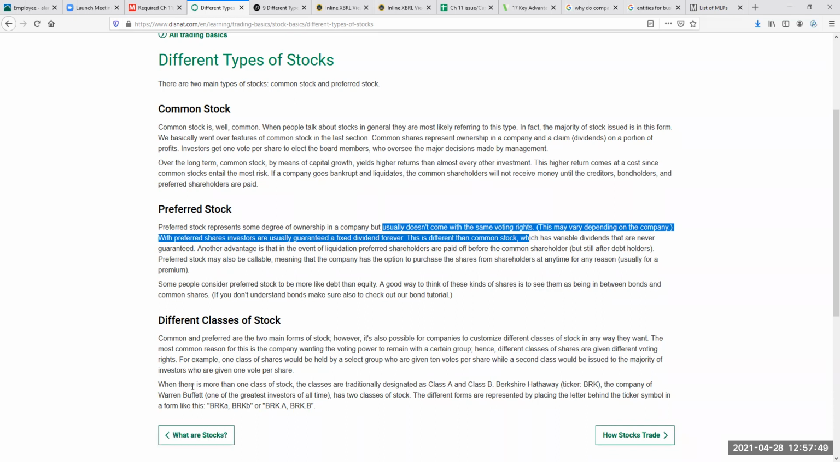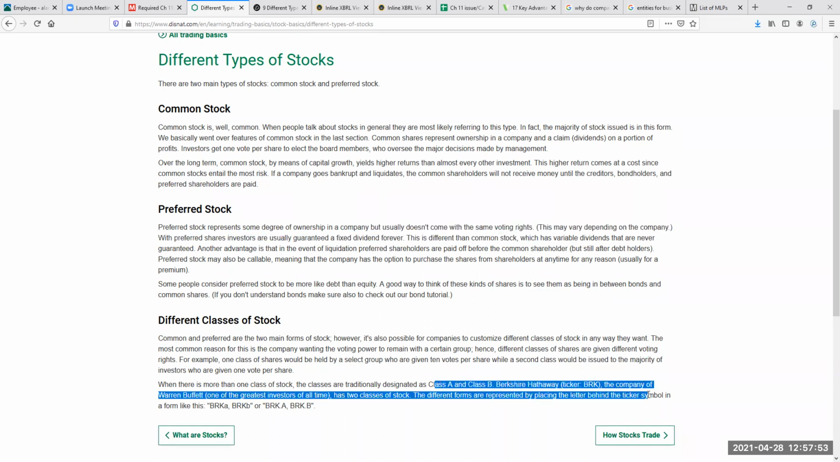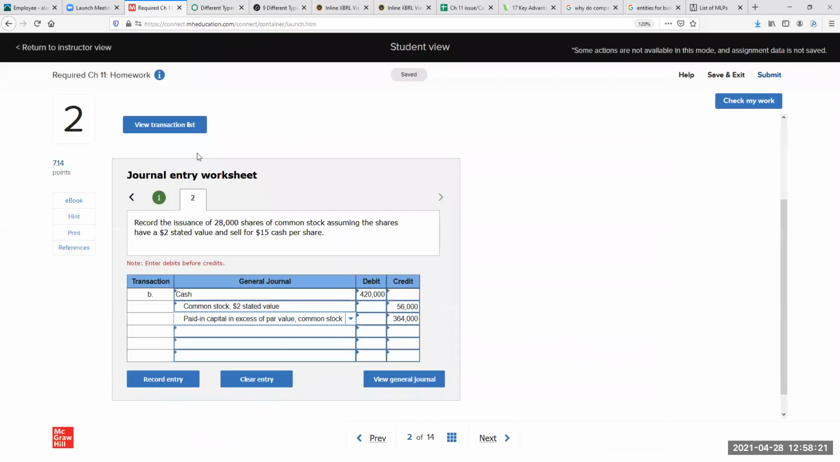Now there's a Class A and Class B Berkshire Hathaway. I don't even know what it's worth right now, but I don't know if Class A is like $300,000 per share. That's why, if you'll notice, the stock symbol is BRK. The one that's $400,000 is BRKA, and they have one that's way less expensive, BRKB. So within common and preferred, those are the two main types, but some people will customize it and have a different class.